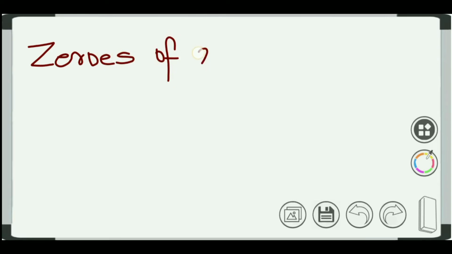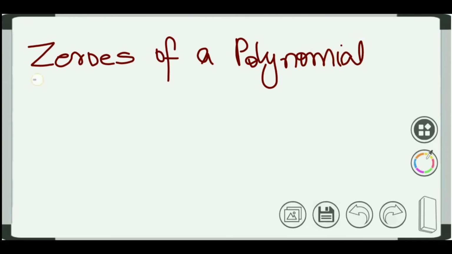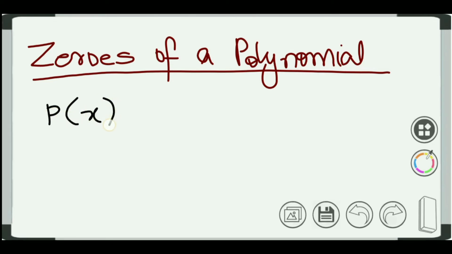Now come to the next part. Zeros of a polynomial. Zero of a polynomial means the points where the polynomial becomes 0 as a whole. At what point does that particular polynomial become 0? At what value of x or y? Take an example: P of x equal to 2x plus 1. You need to find the zero of the polynomial.